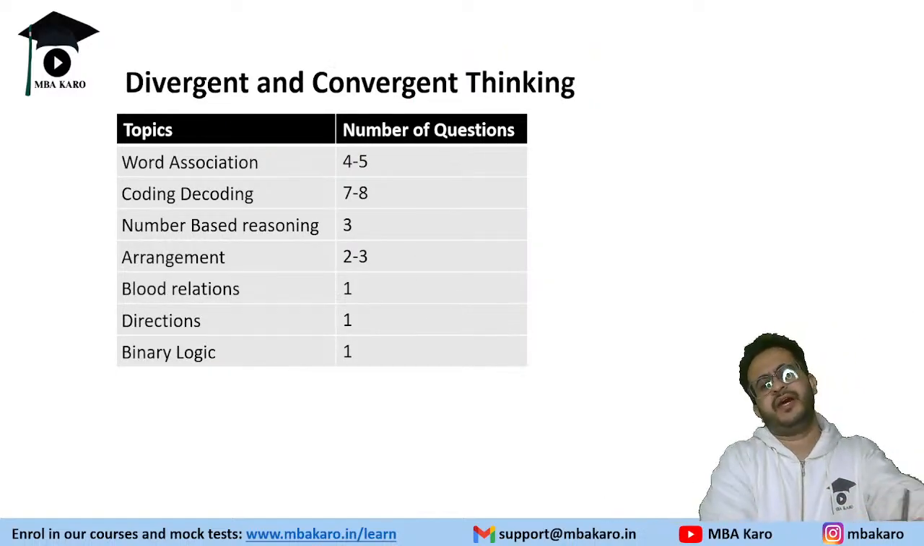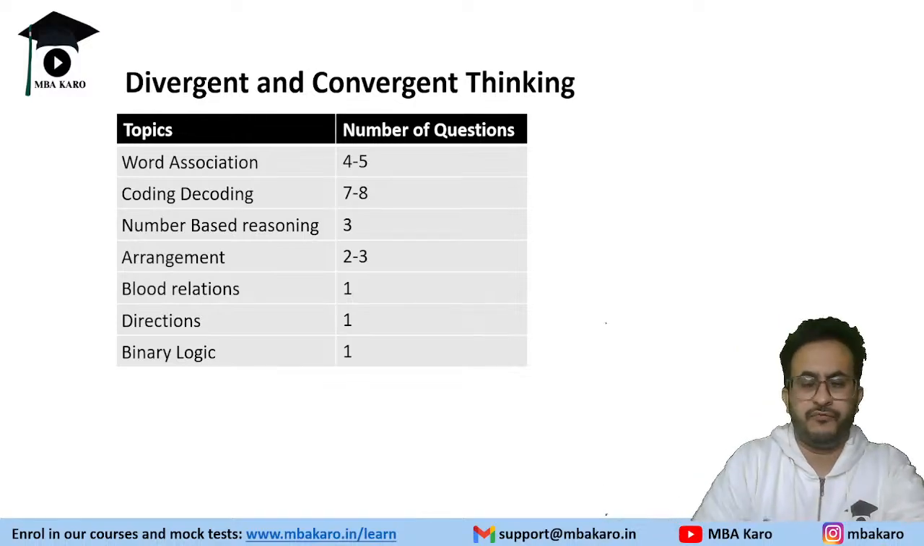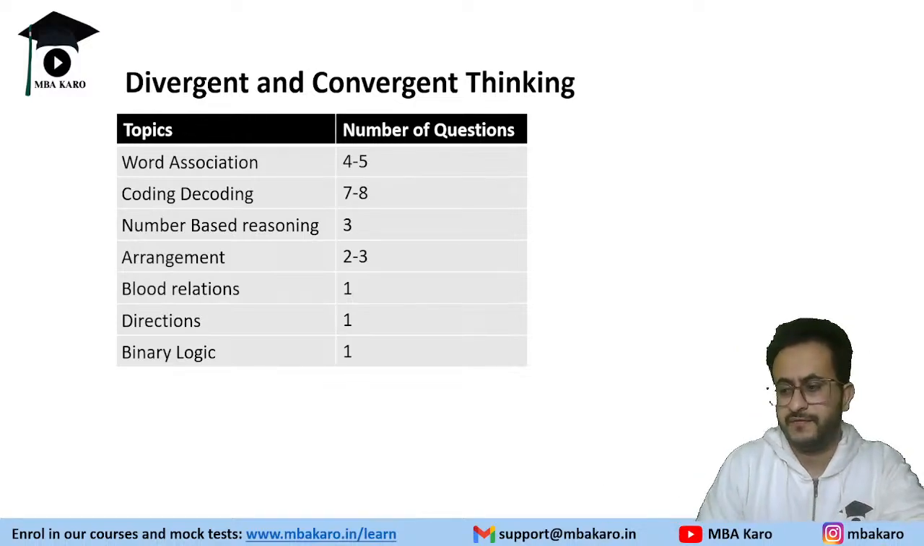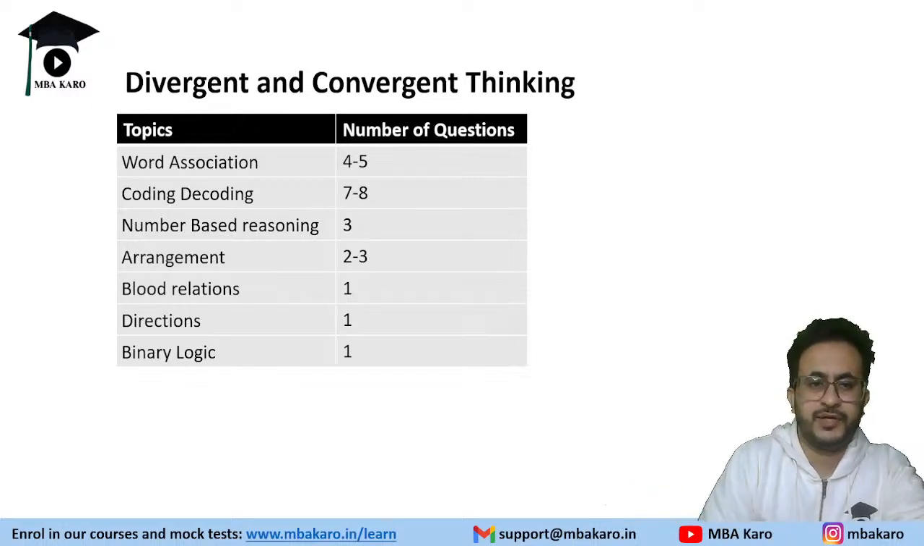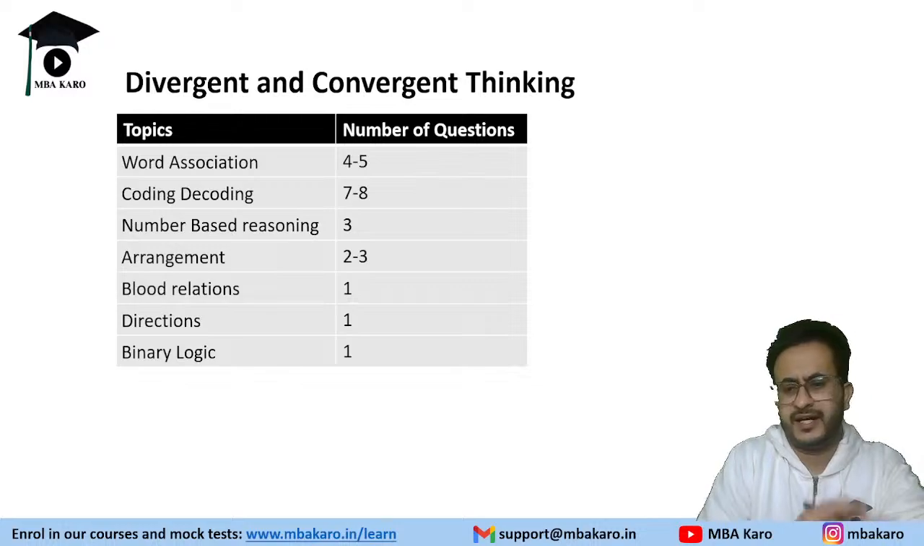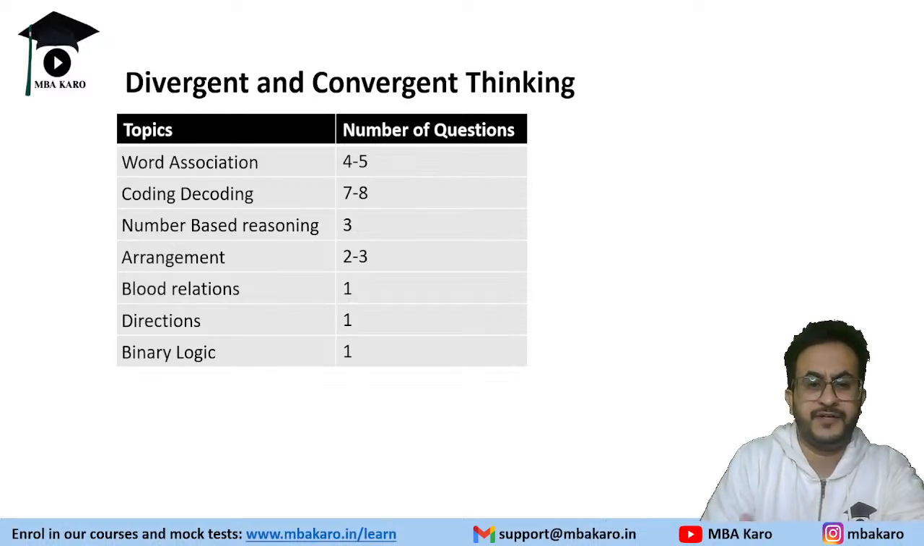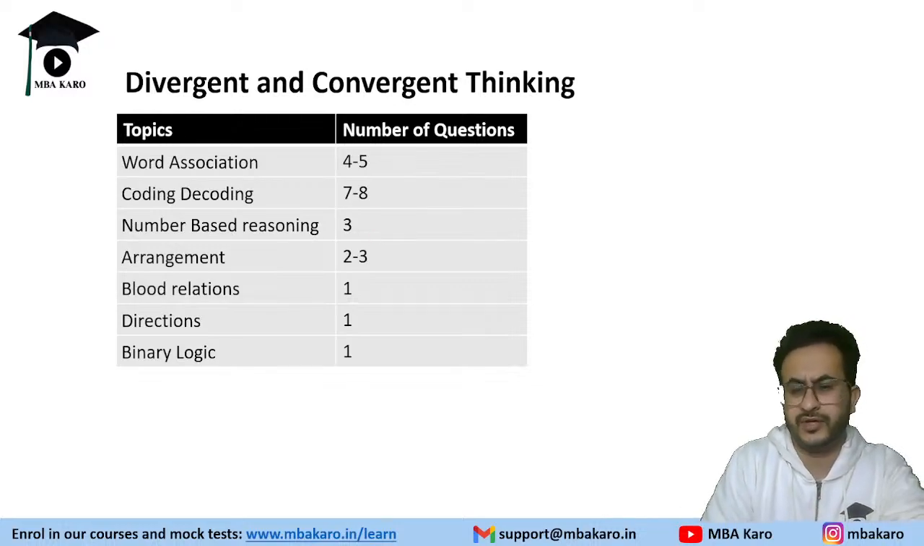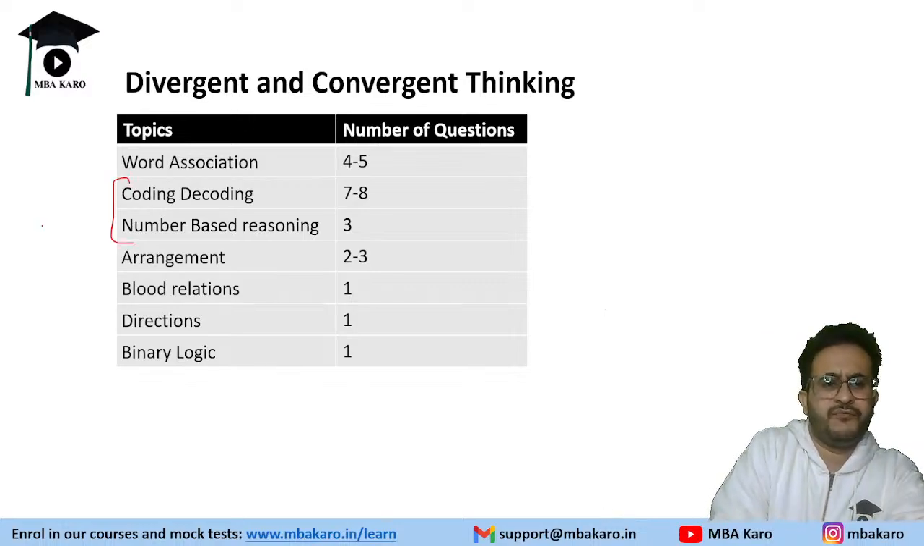Now, coming to the divergent and convergent thinking, there were 4 or 5 questions on word association. We will discuss those questions also, and in case you happen to know the answers, you can comment that. Coding, decoding, there were 7, 8 questions. Alphabet coding, right? Different kinds of questions. There were 2, 3 questions on number based reasoning. Now, this I found somewhat doable.